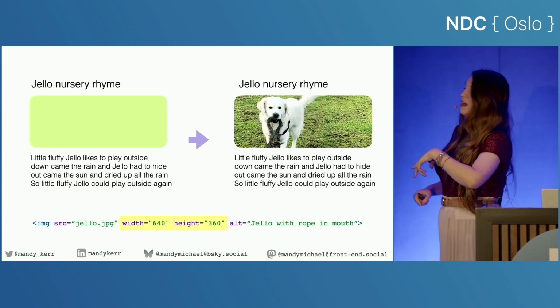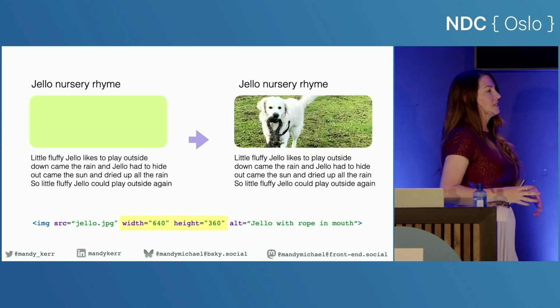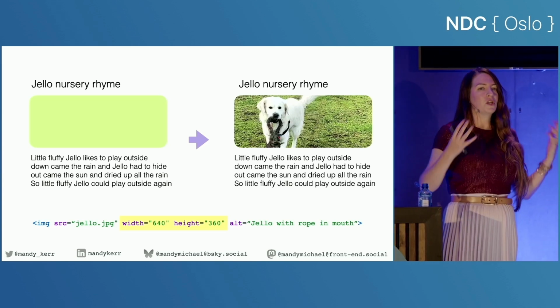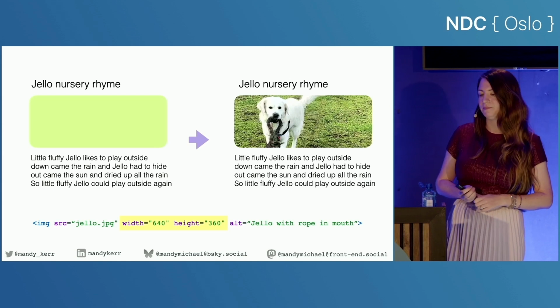So by adding the width and a height, you kind of reserve the space for the image, meaning that the browser doesn't have to recalculate all of the nodes in the page every time an image is loaded in. It's just going to load in place.